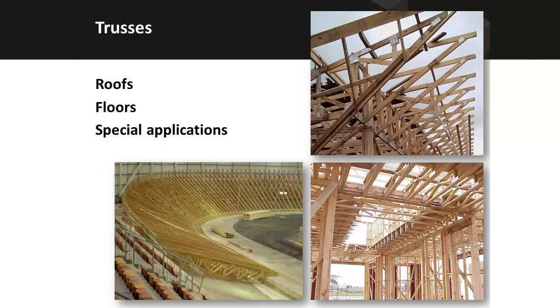In trusses, sawn timber can be used as part of a roof, part of a floor and part of a specialist structure. With a truss, it's a level of prefabrication that means attention to detail can be undertaken in a factory environment and then the pre-assembled items assembled on site.